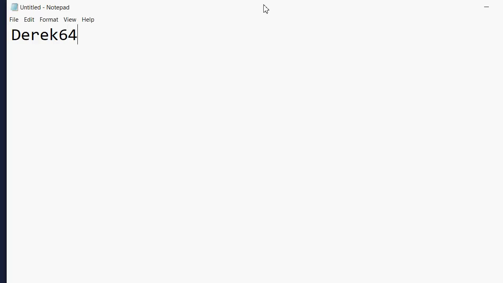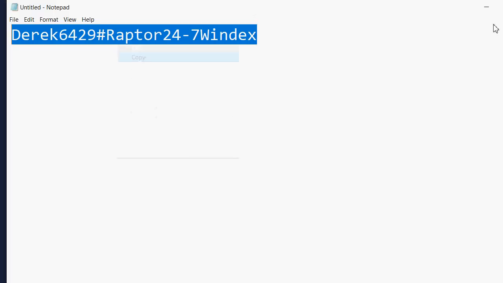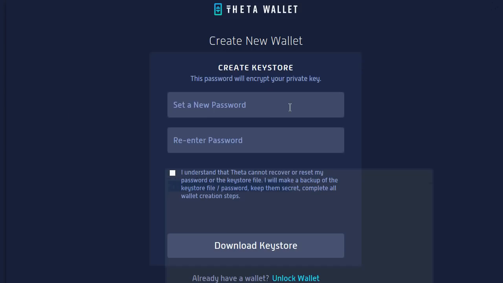Go 6 war 2. Do a number sign. Go Raptor, because they're doing good. Put another number in, maybe another symbol with a number, and then just a random word. I'm looking at a Windex bottle. So there we go, something random that nobody could ever come up with.